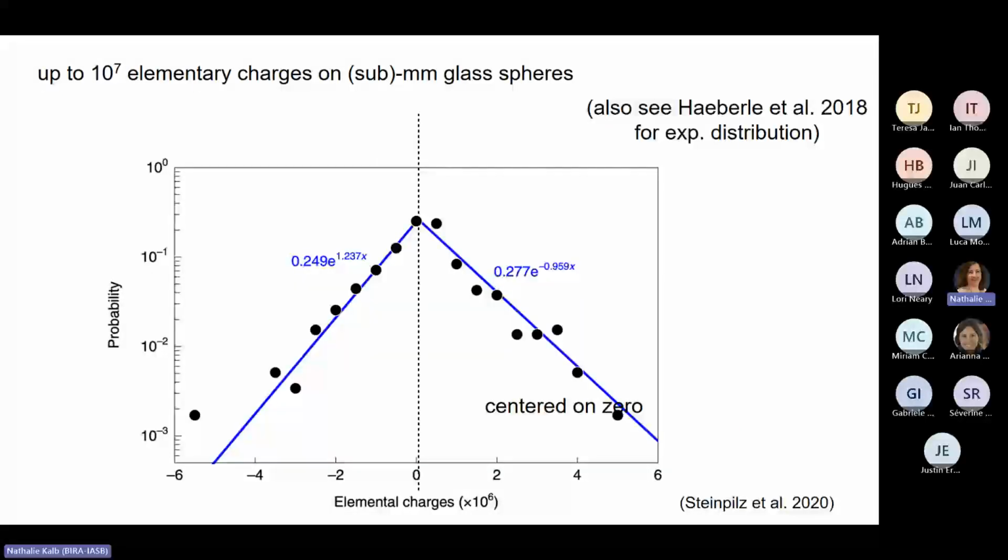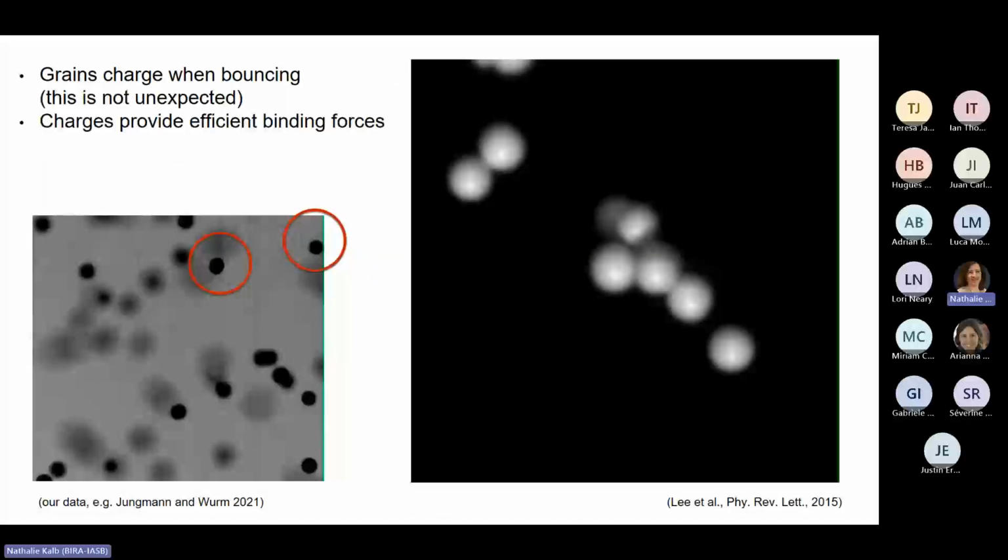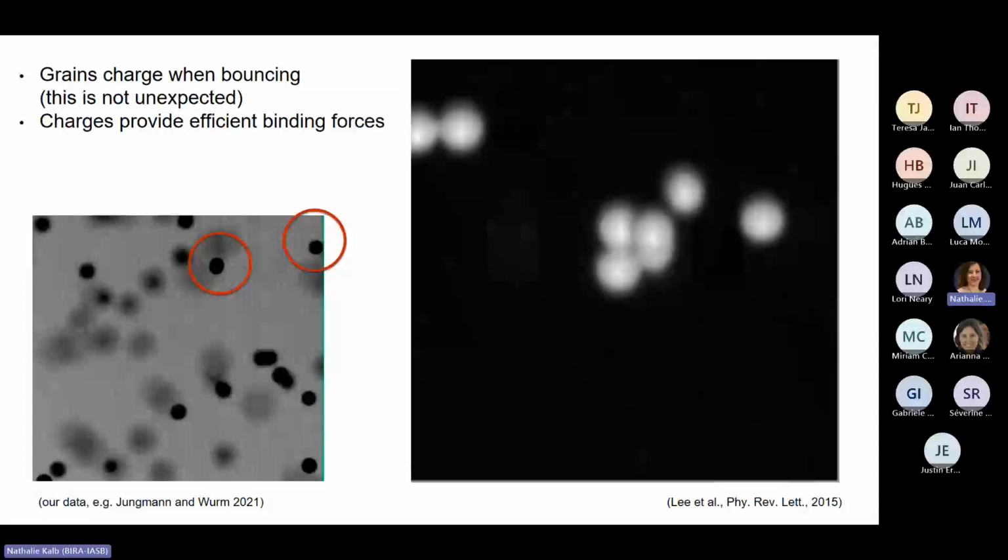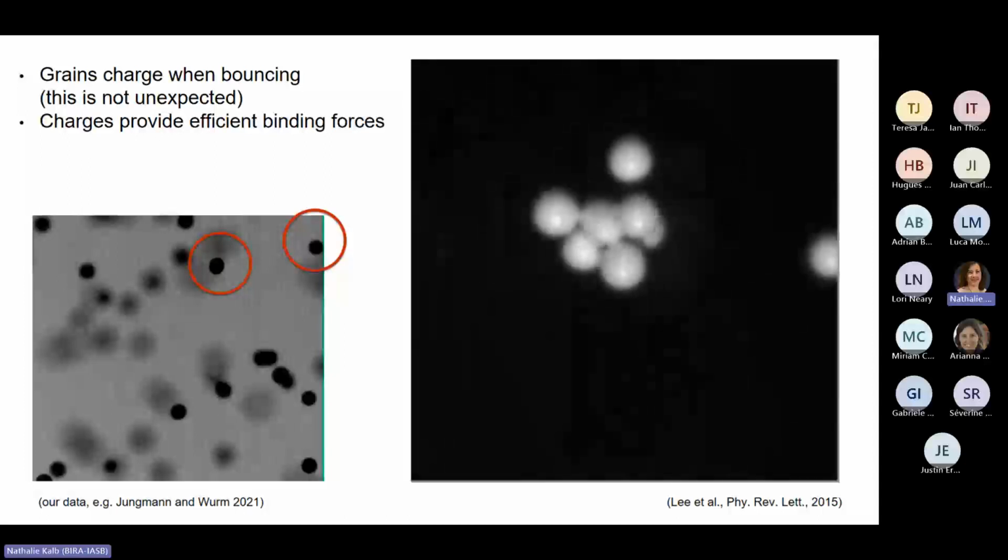For example, we can get the charge distribution. That's kind of a double exponential thing. A lot of them are net uncharged. A few of them carry a lot of charge. What you can do with this, coming back to collisions: on the right, this is from a small homemade drop tower, Lee et al., Heinrich Jaeger's group in Chicago. They published this in 2015, and you see that the particles kind of built aggregates due to the charges.